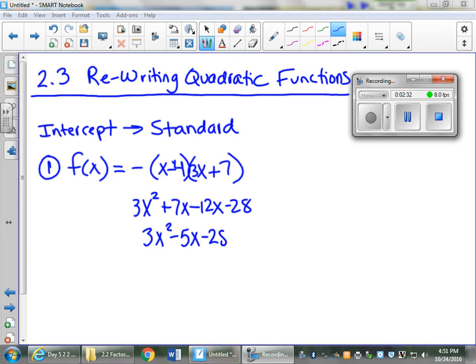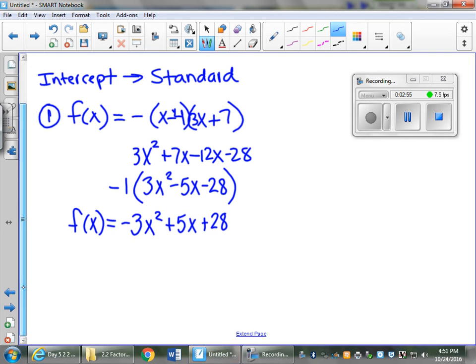And this is not done yet, though, because we still have to distribute that original a value. So I have to put that back in parentheses and distribute the negative 1. I'm also going to make sure I bring back my f of x because it does need to be in function form. And when you distribute a negative 1, the numbers don't change, but the signs change. And that's it. That's all you really have to do to go from intercept form to standard form. It's going from factored, and then you're distributing it all out into standard, ax squared plus bx plus c.